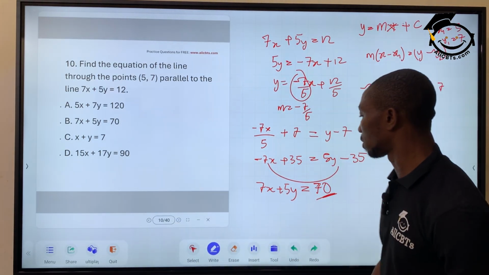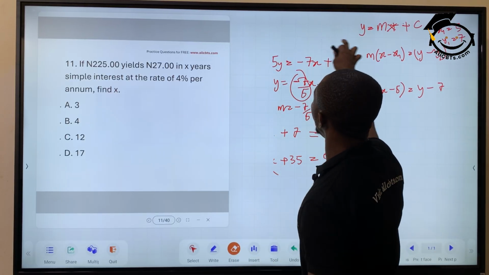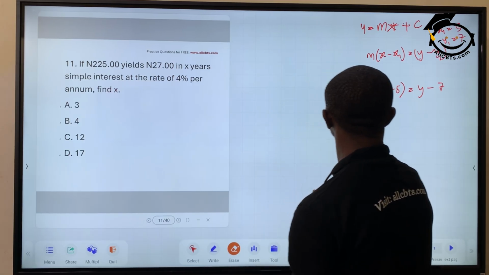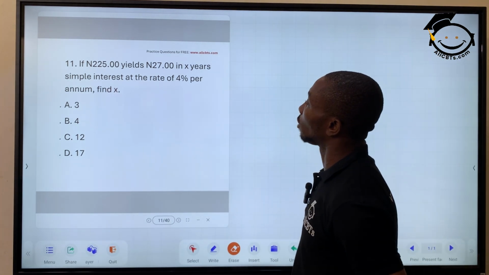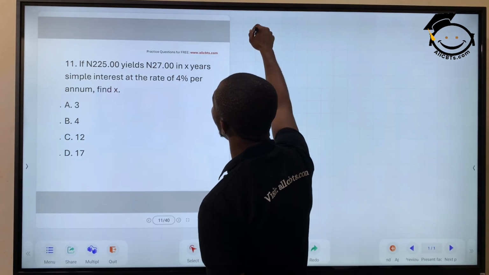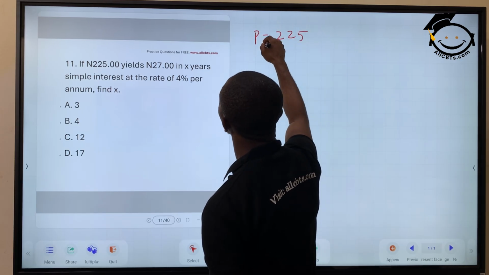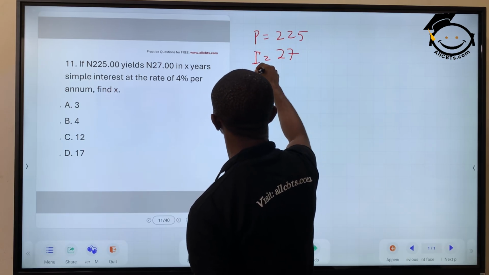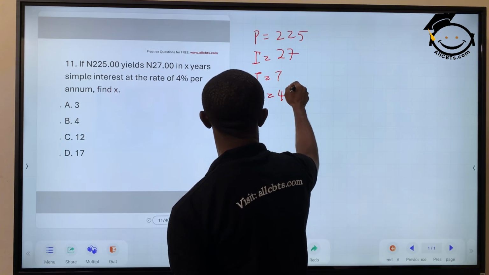All right, next we'll be looking at: if 225 yields an interest at the rate of 4% per annum, find x. So our principal P equals 225. Interest equals 27. Time we are looking for and rate is 4%.